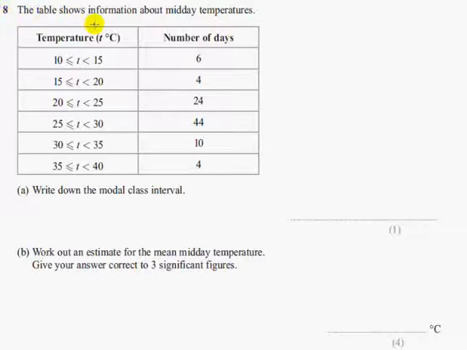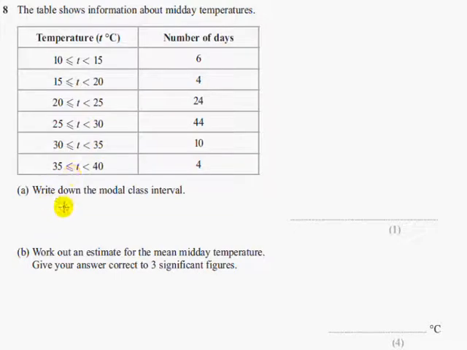Question 8. The table shows information about midday temperatures. You've got your frequency, number of days here, and the temperatures on the left. So for example, there were 4 days where the temperature was greater than or equal to 15 but less than 20 degrees. There were 44 days that were greater than or equal to 25 degrees but less than 30.